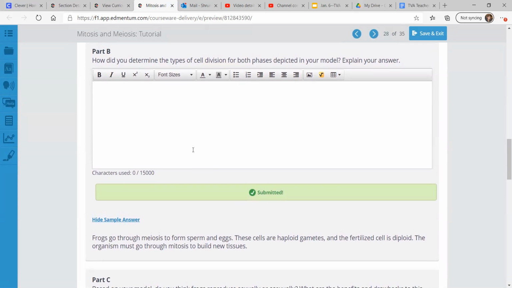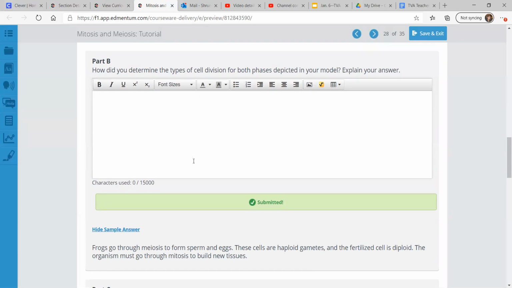Sample answer for B. Frogs go through meiosis to form sperm and eggs. These cells are haploid gametes, and the fertilized cell is diploid. Then the organism must go through mitosis to build new tissues.